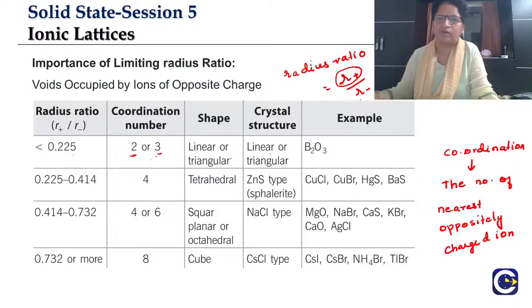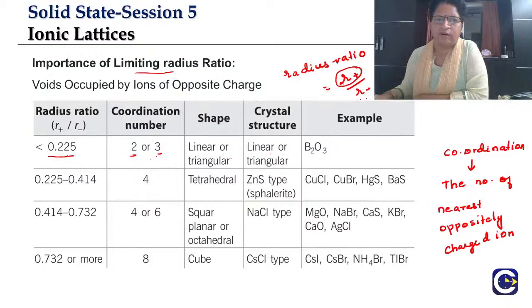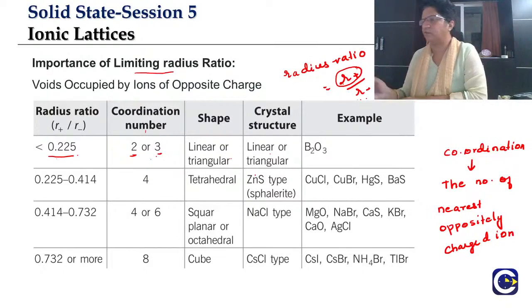How do we get the coordination number? Based on the radius ratio, and these are some constant values. We also call it the limiting radius ratio, because this is the maximum value that it can have. So if the radius ratio lies within 0.225, the coordination number will be either 2 or 3. It might change from 2 to 3. That is, for some ion it will be 2, for the other ion it will be 3.